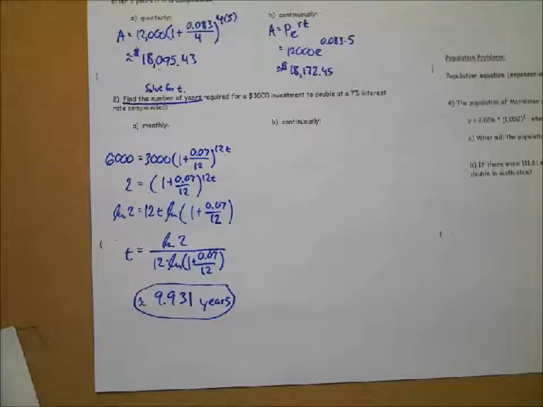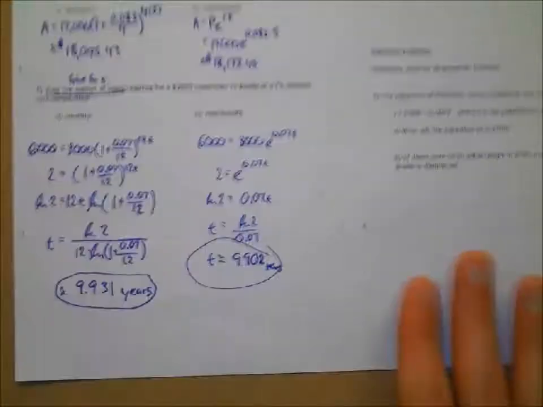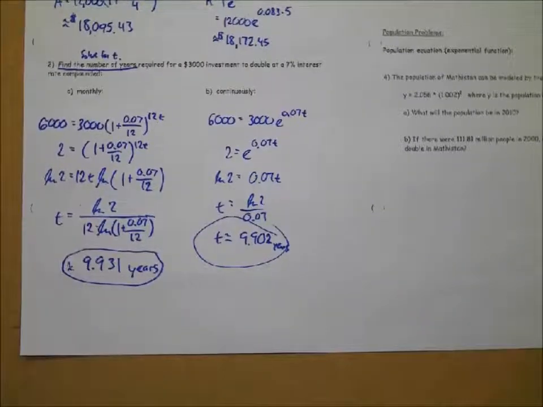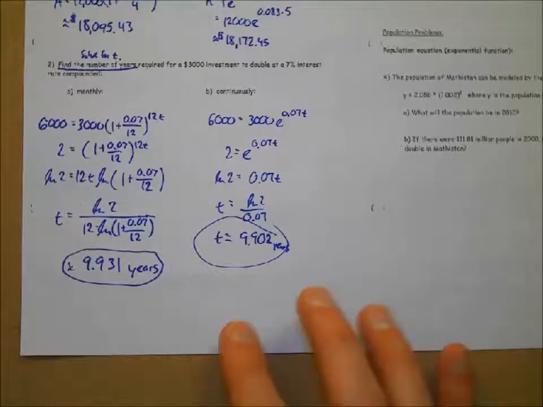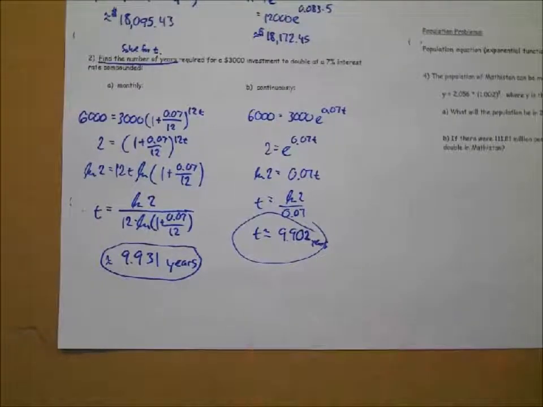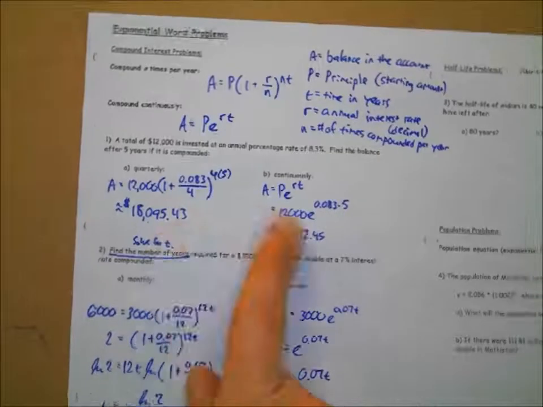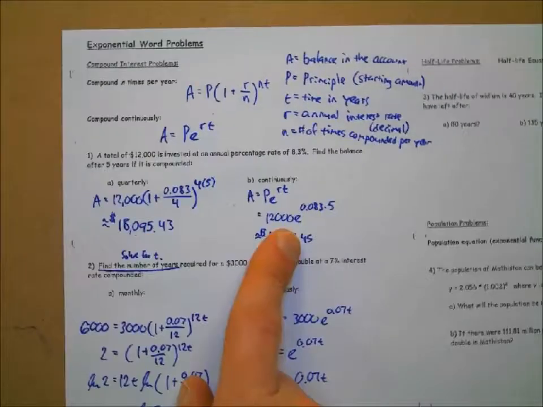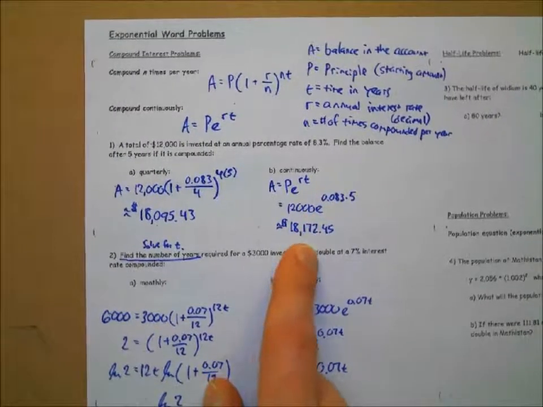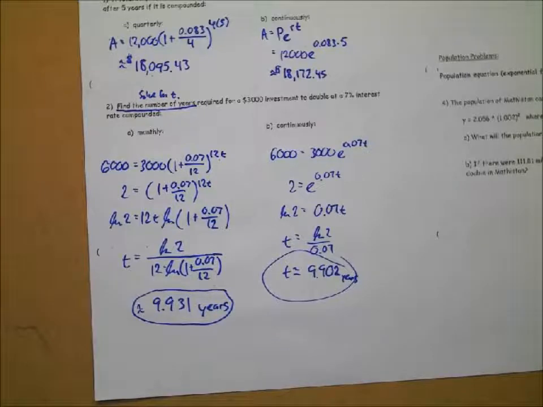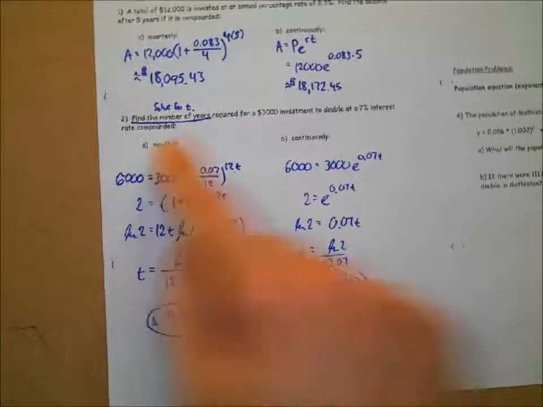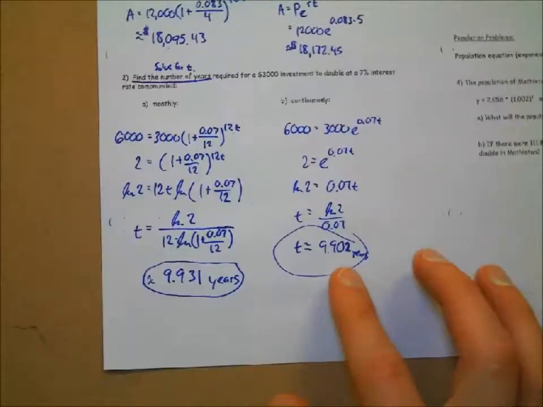All right, time. There you go. Should be about 9.902 years. So slightly less time, which shouldn't surprise us. Given the same amount of time in the same scenario, one compounded quarterly and one compounded continuously, we made a little bit more money in the same amount of time. So when trying to figure out the amount of time it would take to double an investment compounded monthly versus continuously, we'd expect the continuous one to be less.